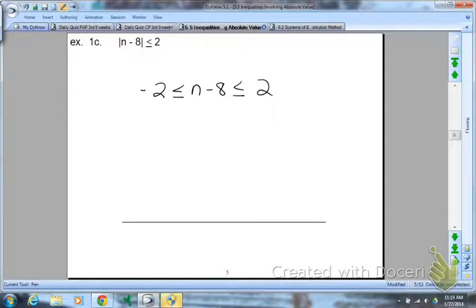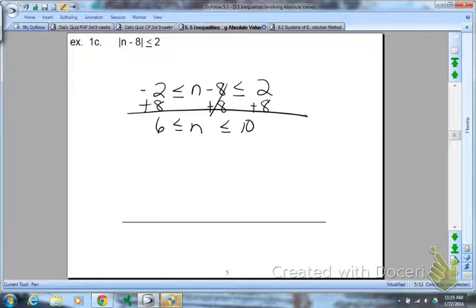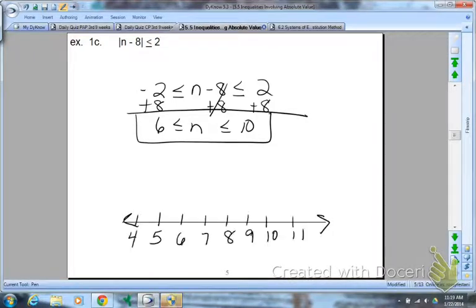Now solve. We add 8 to both sides, to itself, on the far right and on the far left. Negative 2 plus 8 is 6, less than or equal to n, less than or equal to 10. And there is the answer. To graph it, it'll be a closed circle at 6, a closed circle at 10, and everything in between.